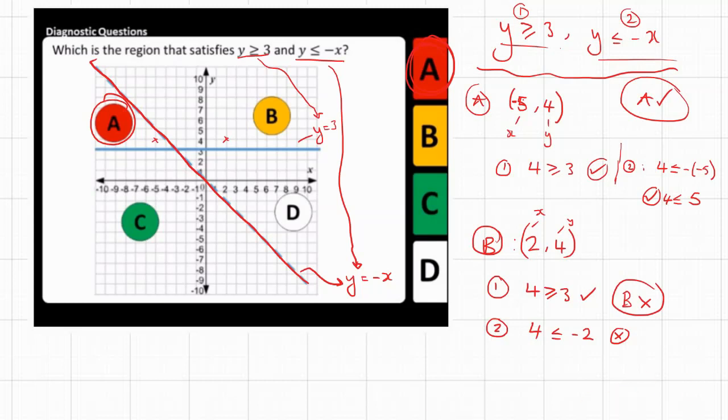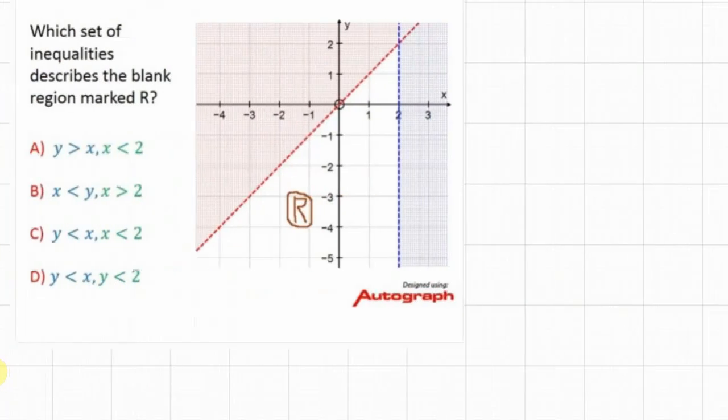Okay, next question. Which set of inequalities describes the blank region marked R? So let's write out my inequalities. Or, well, anyway, let's pick a point first. Actually, a bit of an easier point. Let's do this one here. That coordinate is 1, 0. So I know 1, 0 is in R. 1 is my value of x, and 0 is my value of y.